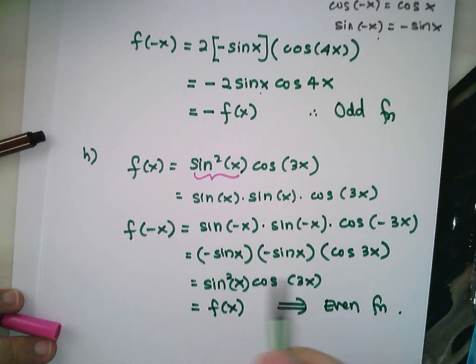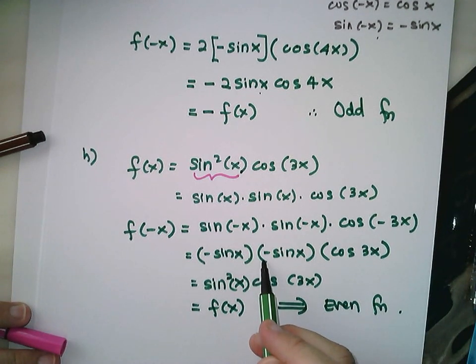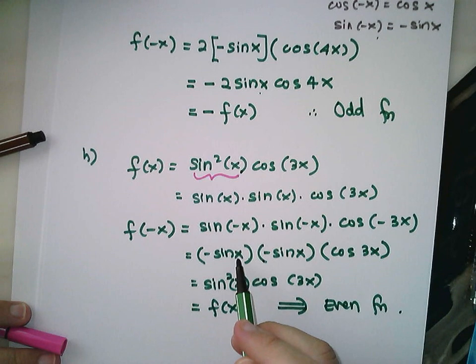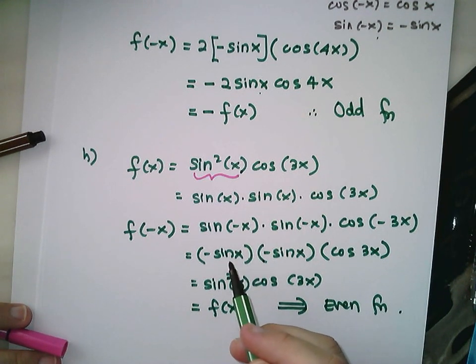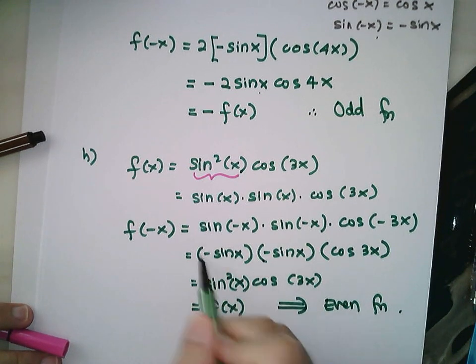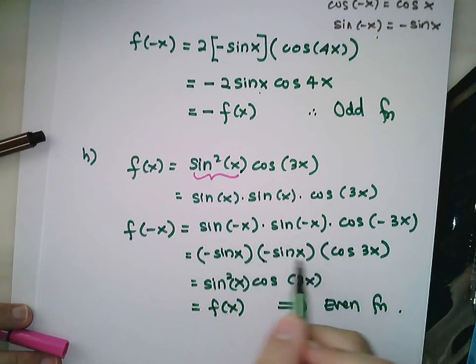Without this bracket, it will change the meaning of it. Without this bracket, you will simplify it as negative 2 sine x, which is wrong. So please make sure you use the bracket correctly.